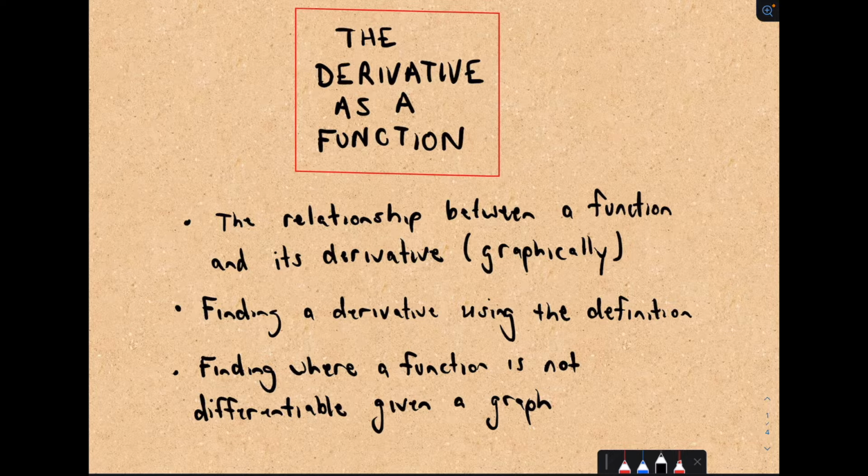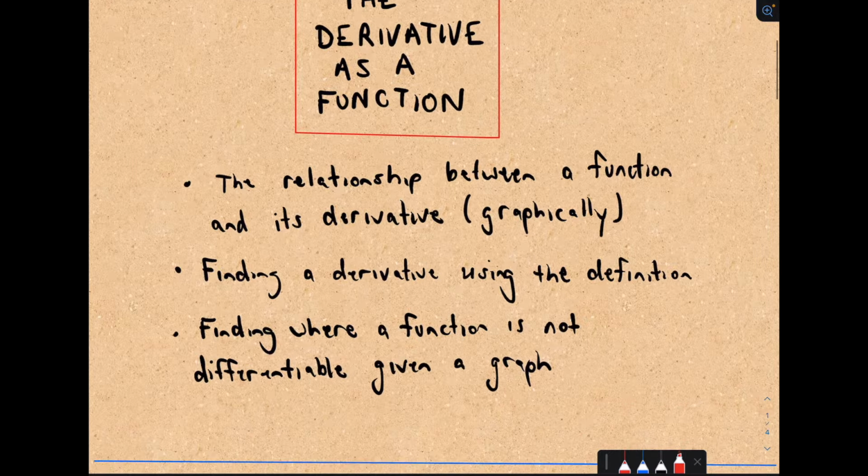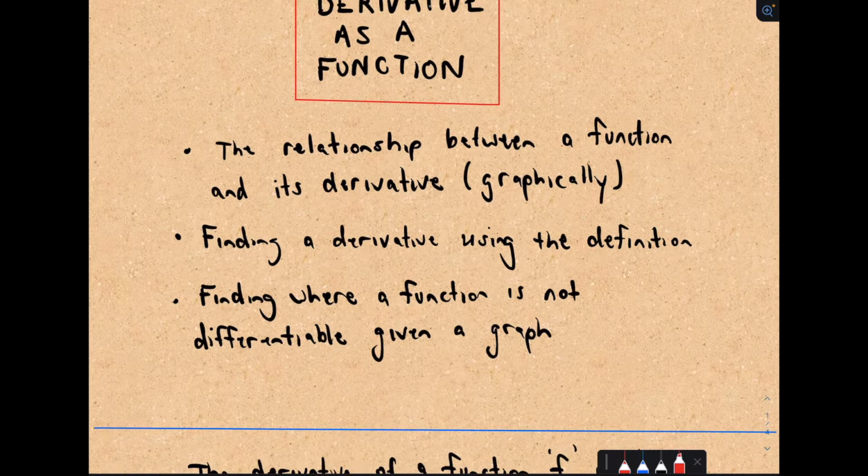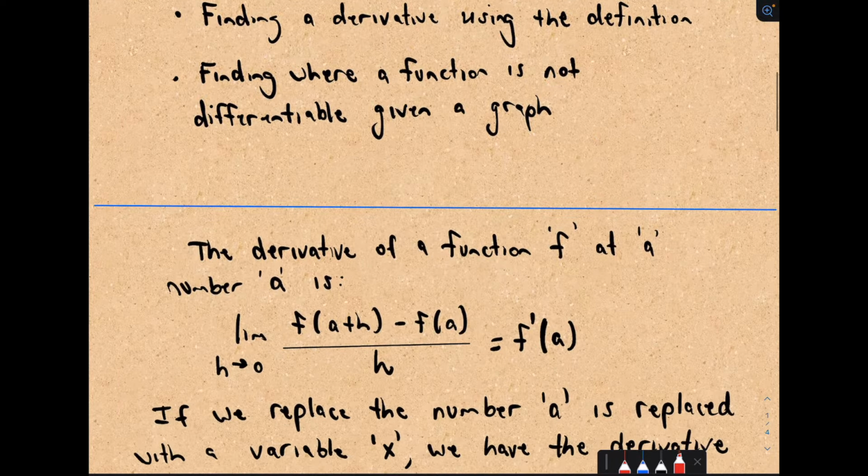We want to look at an introduction to the derivative as a function. So we're going to graphically see the relationship between a function and its derivative. We'll find a derivative using the definition, and then we'll find where a function is not differentiable given a graph. We'll just look at some graphical properties.